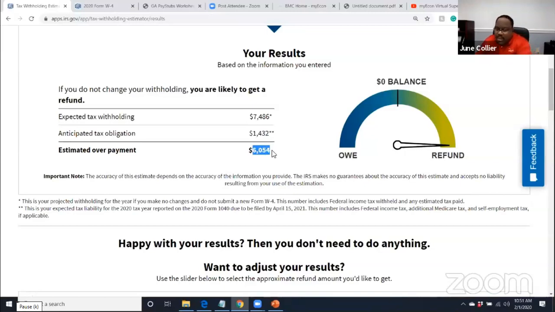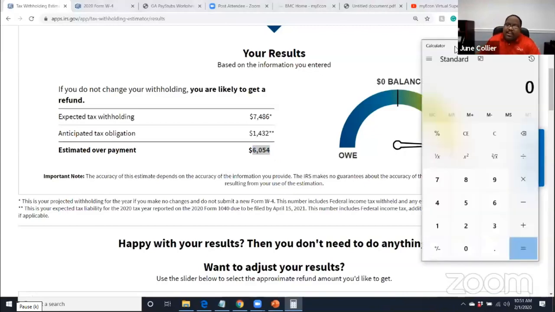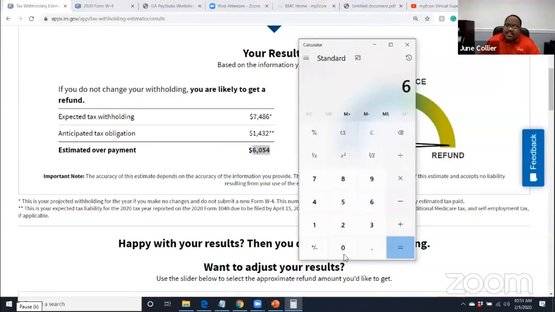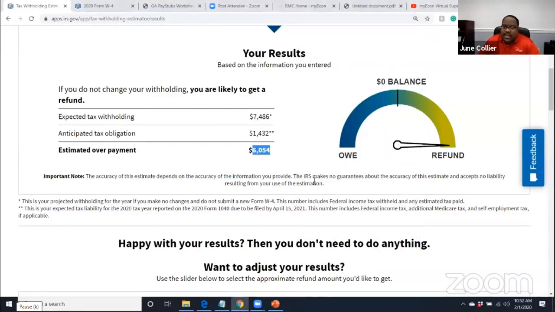Now, here's what I want you to do. $6,054, if we pull out our trusty calculator, take $6,054 and divide that by 12, that would mean that they overpaid by $504.50 each and every month. See, this is what we talk about when we talk about income shifting, because that $504 each month, that money could actually go towards either eliminating debt or investing. So that's $504.50 that they overpaid if they leave their form this way. So we don't want to overpay.